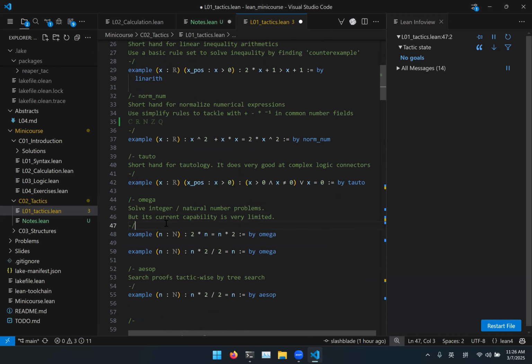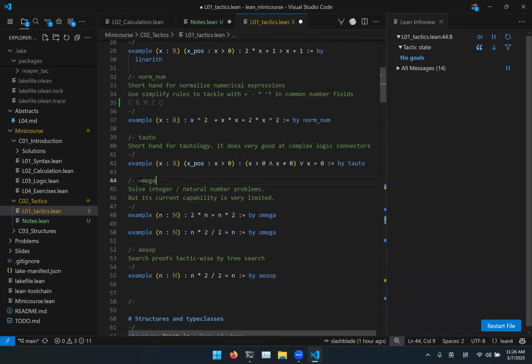Omega is a comparatively new tactic in Lean, but if you actually do proofs, you'll find that you will spend lots of time solving equalities and inequalities in natural numbers. So omega is such a tactic. It can help you solve problems especially on natural numbers and integers.